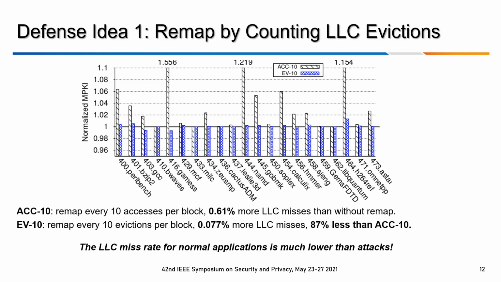The underlying reason here is that normal applications run at a much lower miss rate than attackers. So the remap frequency for normal applications is much lower, and so is the performance overhead.